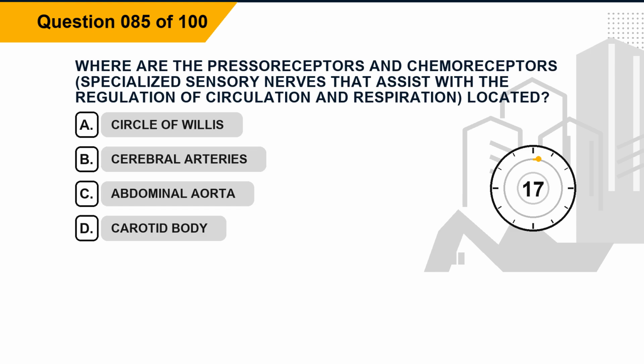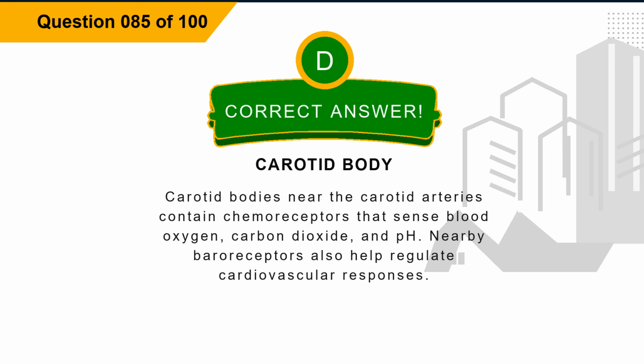Question 85. Where are the pressoreceptors and chemoreceptors, specialized sensory nerves that assist with the regulation of circulation and respiration, located? Option A, circle of Willis. Option B, cerebral arteries. Option C, abdominal aorta. Option D, carotid body. The correct answer is option D, carotid body. Explanation. Carotid bodies near the carotid arteries contain chemoreceptors that sense blood oxygen, carbon dioxide, and pH. Nearby baroreceptors also help regulate cardiovascular responses.